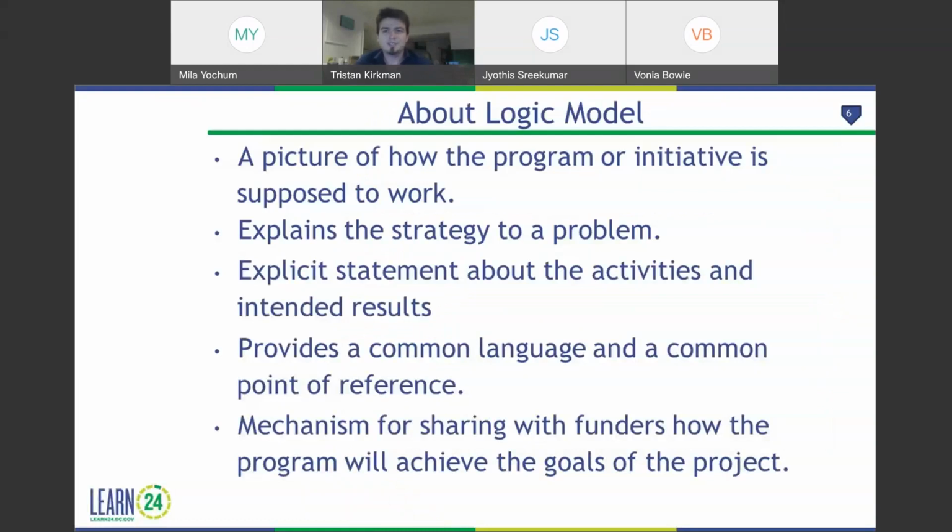So what is a logic model in general? A logic model is a picture of how a program or initiative is supposed to work. It explains the strategic answer to the problem you're trying to solve. It includes explicit statements about the activities and the intended results of your program, and in general provides a common language and common point of reference across programs. This will also be a mechanism for sharing with funders how your program will achieve the goals of your project.